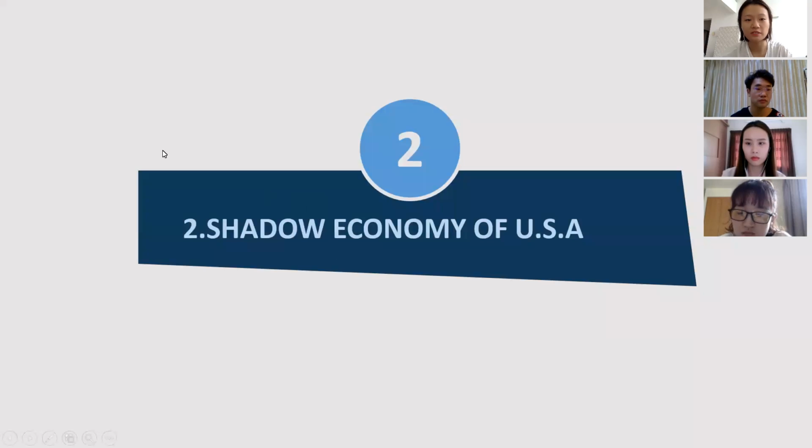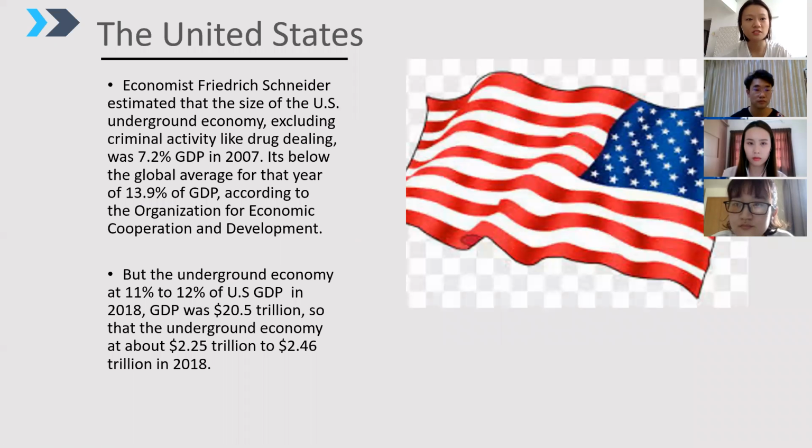Okay, I'm the next presenter. For this presentation, our group is choosing the United States as the object to analyze. For the United States, we found some data from the website. The economists estimate the size of the United States underground economy, excluding criminal activity like drug dealing, was 7.2% of GDP in 2007. It's actually below the global average for that year of 13.9% of GDP.